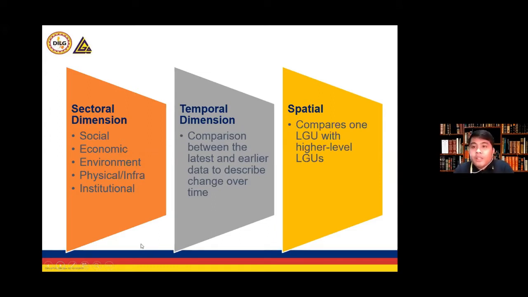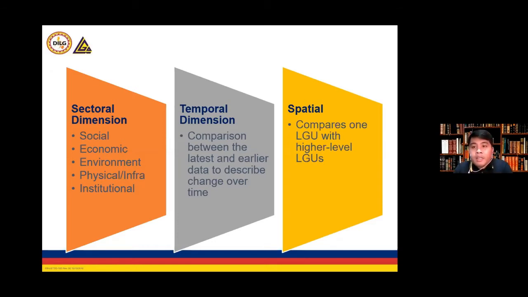Okay, so sa spatial naman, we compare yung ating datos with that of the higher level and also the lower level LGUs. So sa higher level LGUs natin, ano ang higher level LGU ng munisipyo? It is the what? The province. So when you compare the data of the municipality vis-a-vis the data of the province, no? Nasaan kayo? Ano yung, for example, participation rate, no? Sa participation rate natin, ano pa ba?